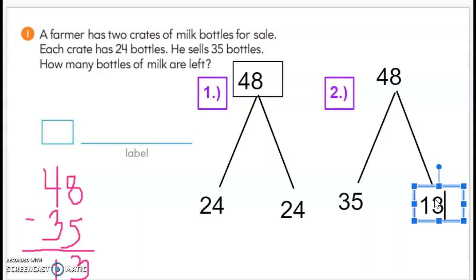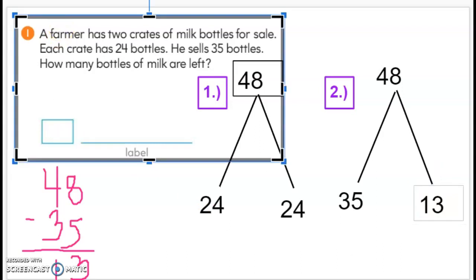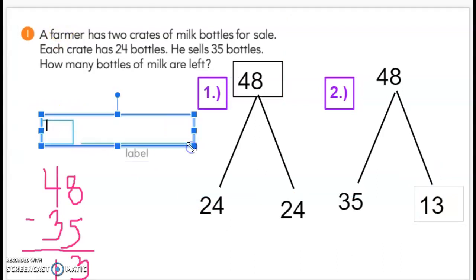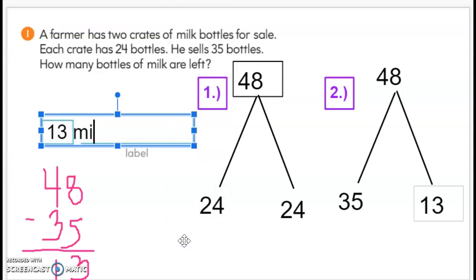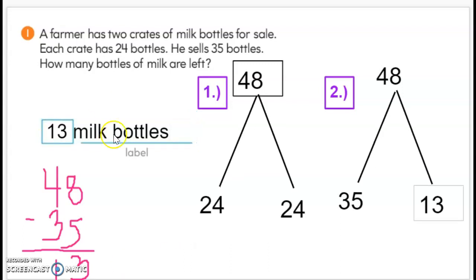So then I know he has how many bottles of milk left? 13. Yep. So then I'm going to put my answer with my label: 13 milk bottles. Okay. So that story problem had 2 separate equations. I needed 2 steps. I couldn't solve the question without doing the first step first.